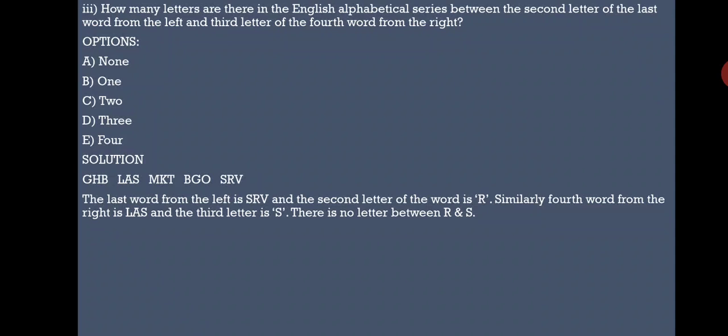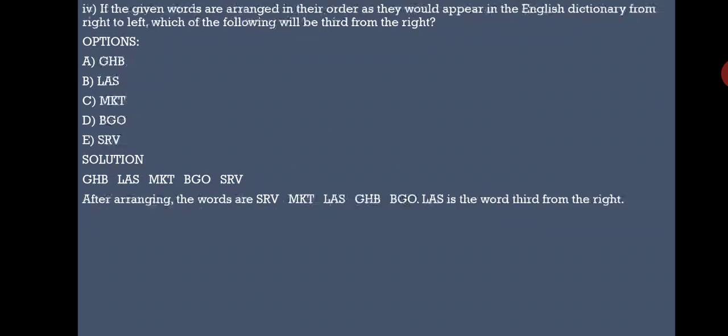This is the question. So the last word from the left is SRV and the second letter is R. Similarly, the fourth word from the right hand is LAS and the third letter is S, right? First we find the last word from the left, which is SRV, and the second letter in SRV is R. Similarly, the fourth word from the right hand is LAS and the third letter is S. There is no letter between R and S, right? So the answer is none.